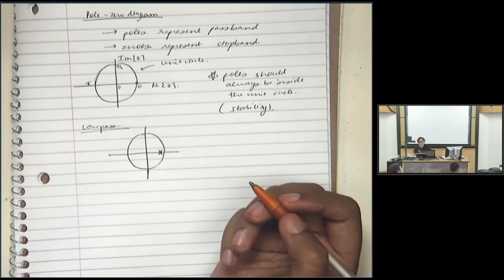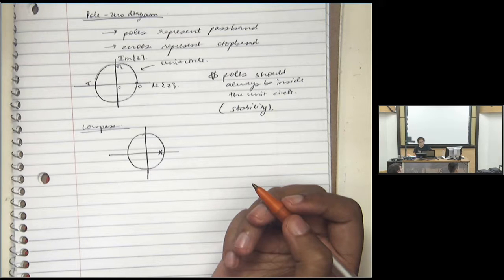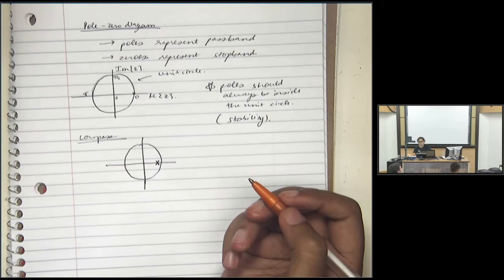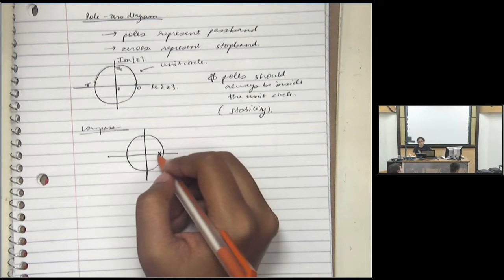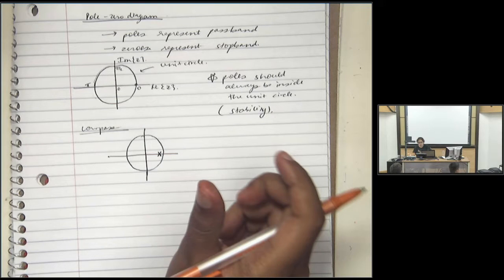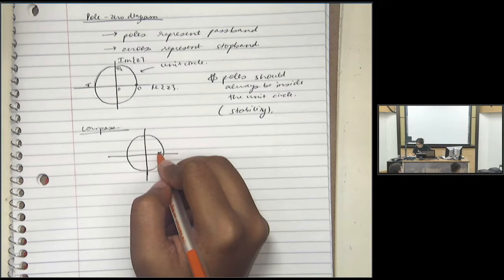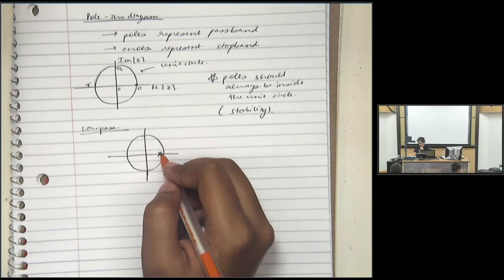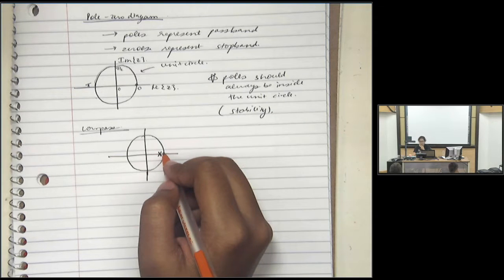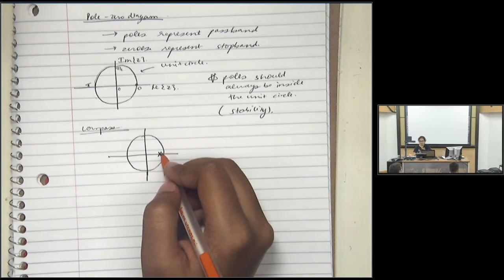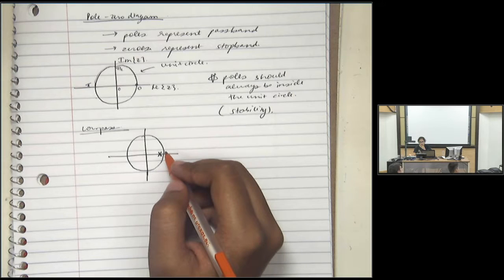If the pole represents passband, what happens if you put them close to the unit circle? We don't want the pole to be very close to the unit circle because of stability issues. You want the pole to be a bit close. It's like the pole could have coefficients like 0.9 or 0.95, instead of just putting it at 0.